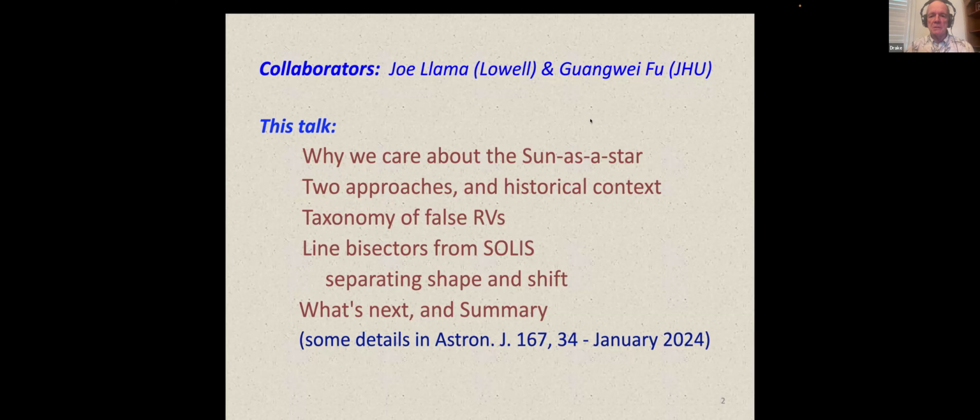And if you're interested in line bisectors, almost everything I'm talking about today is in a paper that appeared in the Astronomical Journal in January of this year that talks about line bisectors in the SOLIS data.